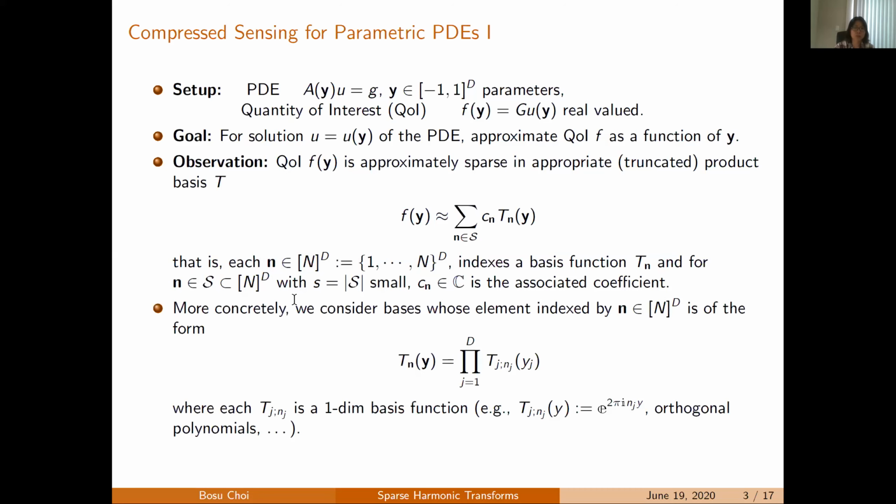Here this small s becomes the sparsity. To talk about the product basis more, it can be considered as a d-fold product of one-dimensional basis functions. These basis functions can be Fourier basis, Legendre basis, Chebyshev basis, or any other bounded orthonormal polynomials. This product basis can even be a mixture of different one-dimensional orthonormal bases.